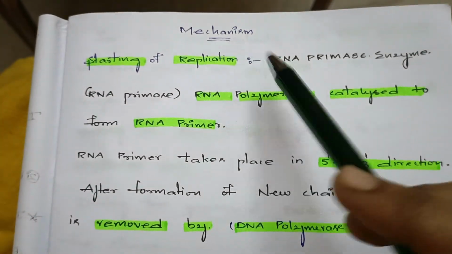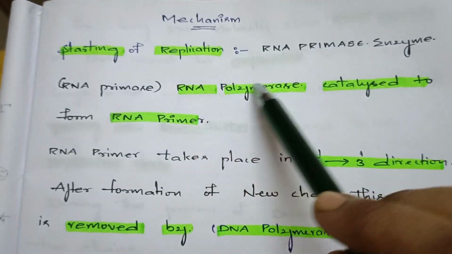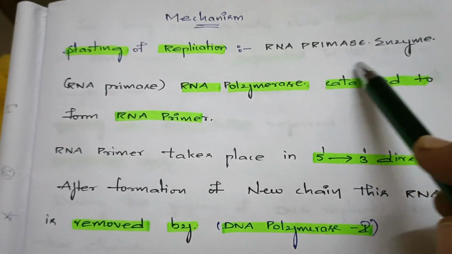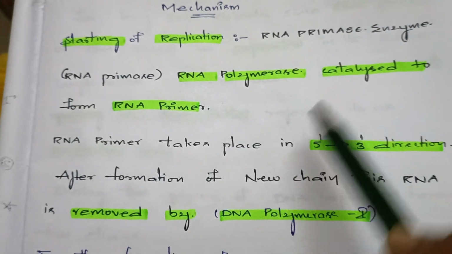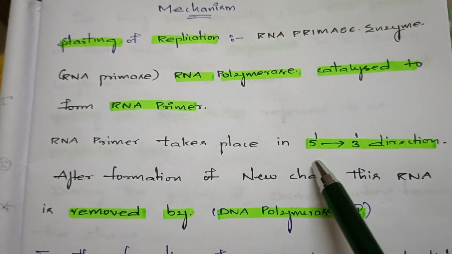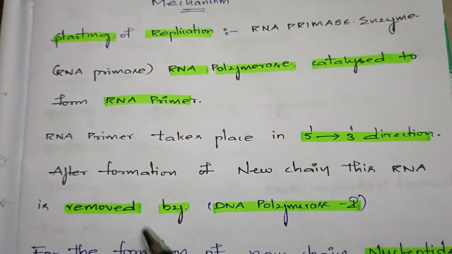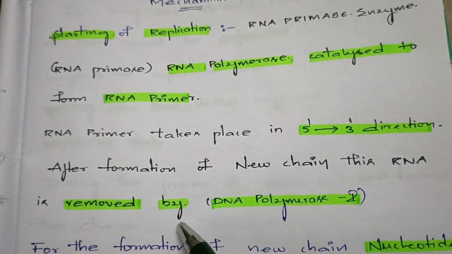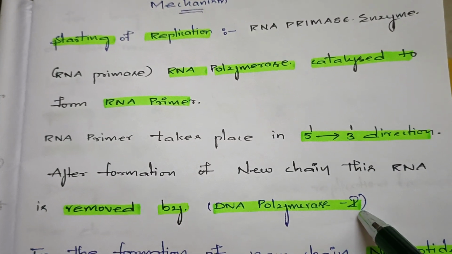And next, the mechanism. How will the replication start? We already know about it. RNA primase is the one enzyme which is useful for starting the replication, and it takes place in the 5 prime to 3 prime direction only. After formation of the complete new chain, DNA polymerase 1 acts as the stopper, which we already read.